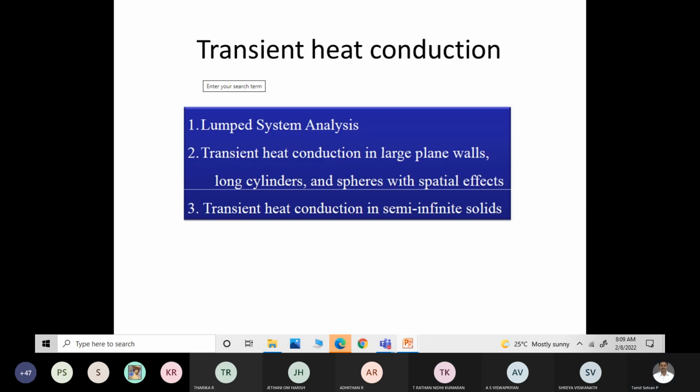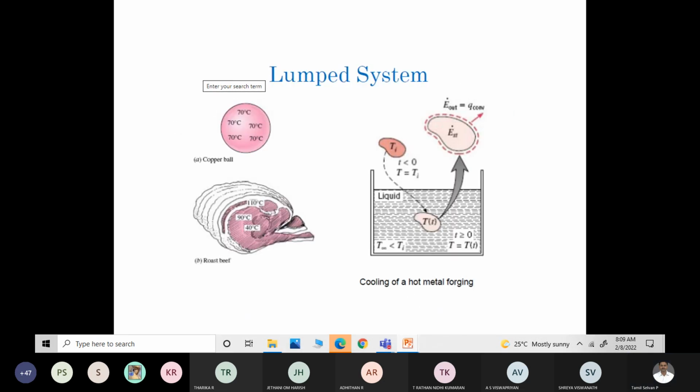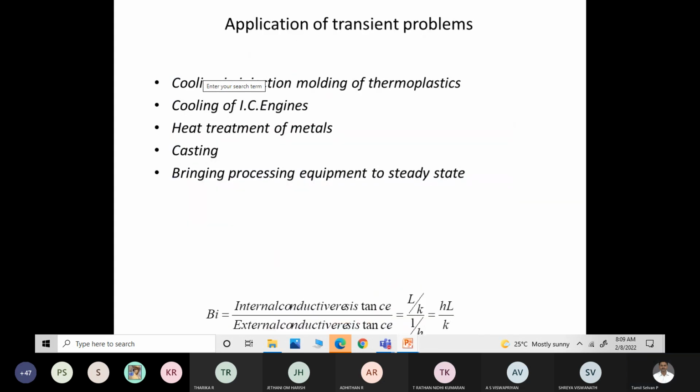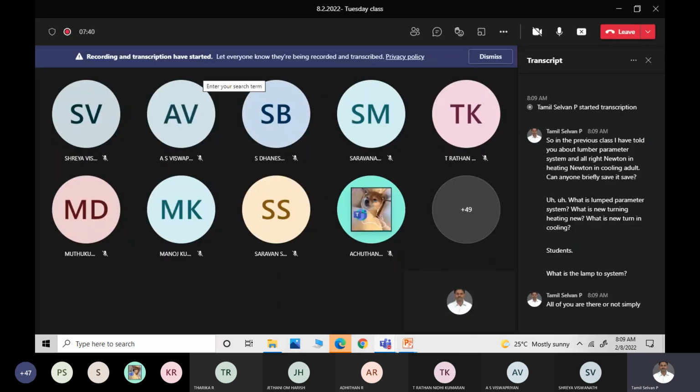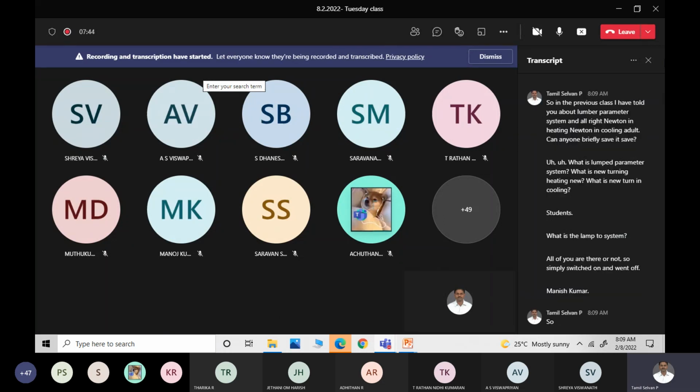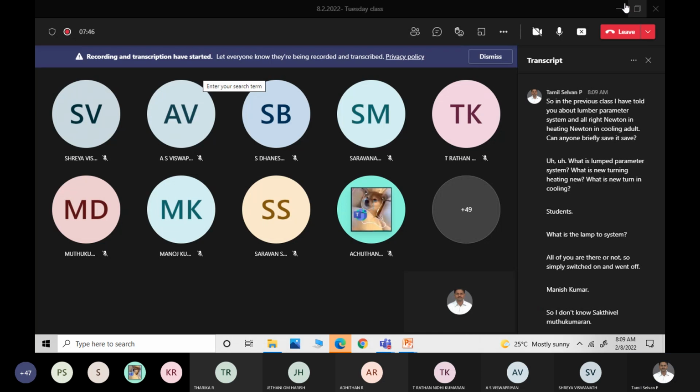Students? What is a lumped system? All of you, are you there or not? Simply switched on and went off. Manoj Kumar, Saravana Saktivel, Muthukumaran. All of you are there?